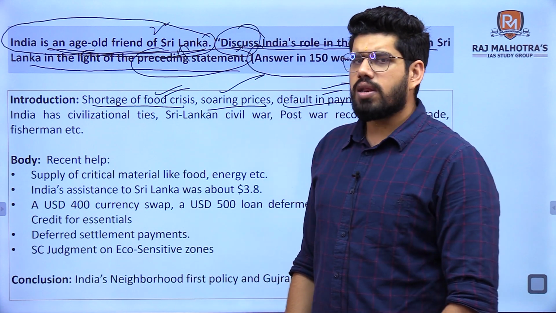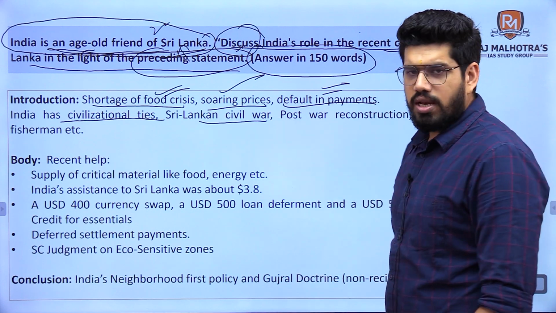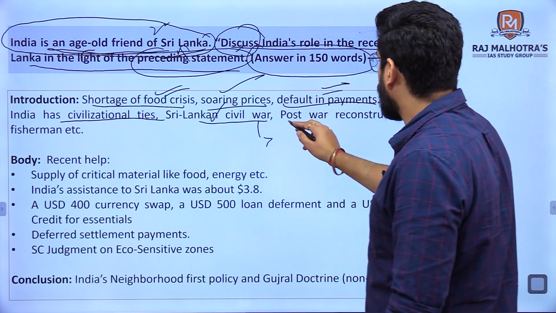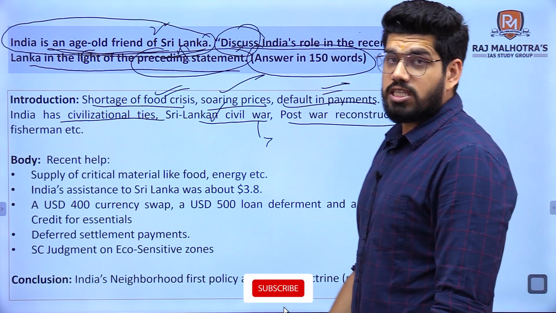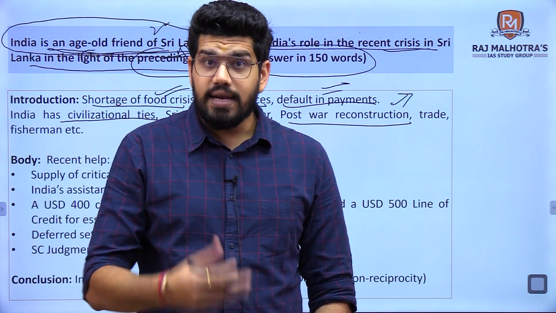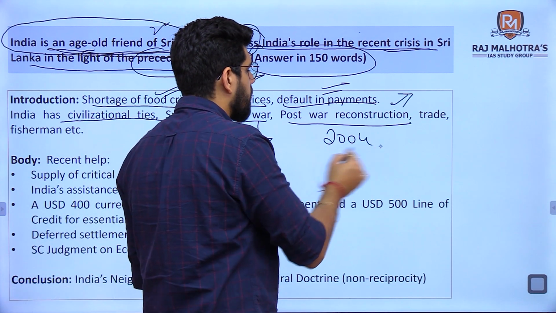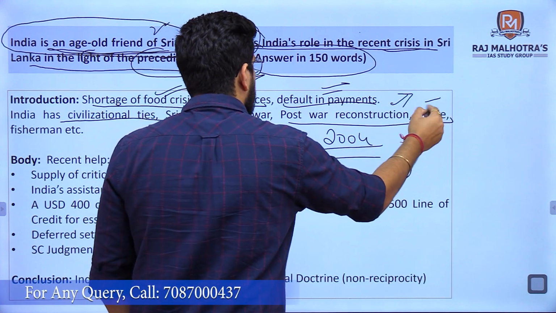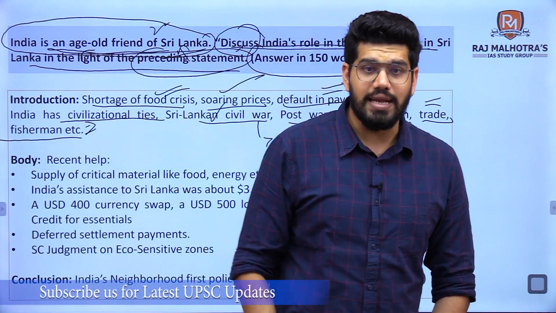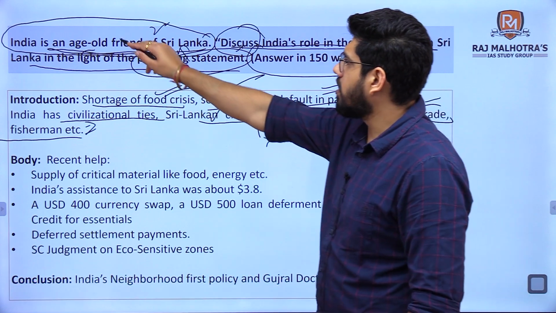Now what you can write in the introduction is that India and Sri Lanka have civilizational ties. India supported Sri Lanka in the Sri Lankan civil war. You can mention the Rajiv agreement, right? Then you can talk about post-war reconstruction, where India helped Sri Lanka in the Jaffna region with the development of houses, and also helped Sri Lanka after the tsunami. And then there are a lot of trade relations, and a fishermen-related issue as well between India and Sri Lanka.